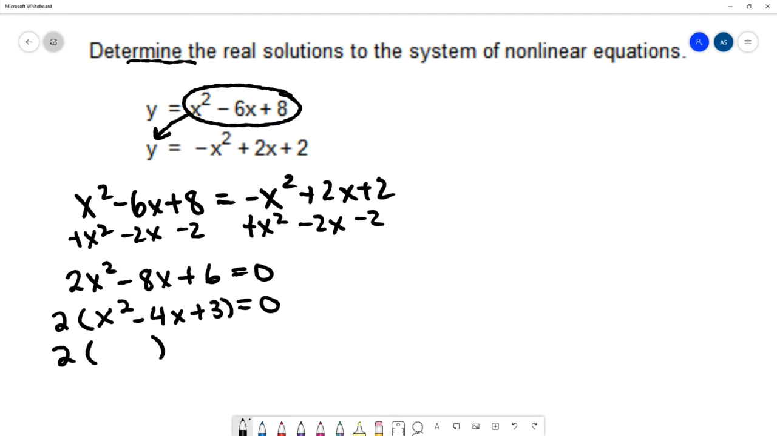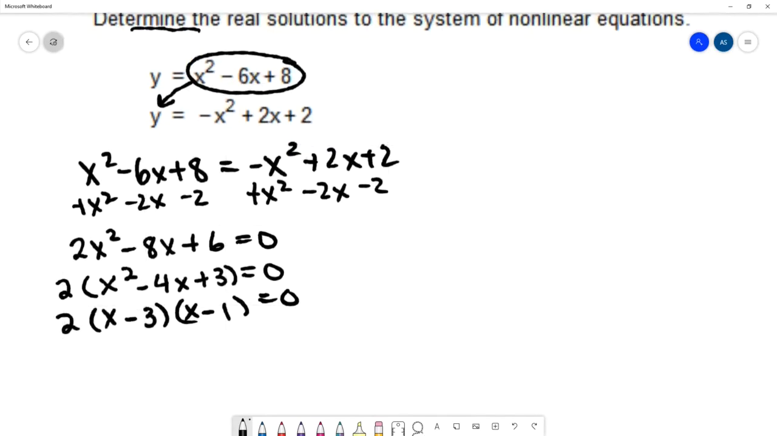Let's see if we can factor that quadratic more. x times x is x squared. 3 times 1 is 3. We'll have both minuses to get that minus 4 in the middle. So then I can set each factor equal to 0, get x equals 3 and x equals 1.